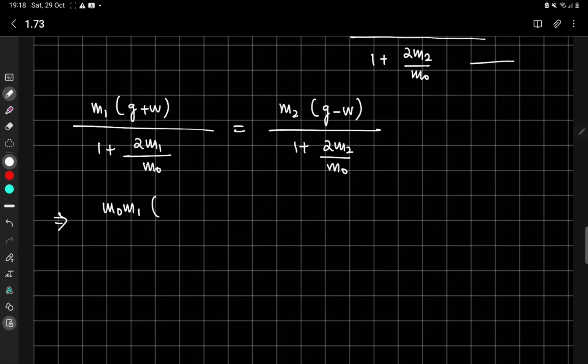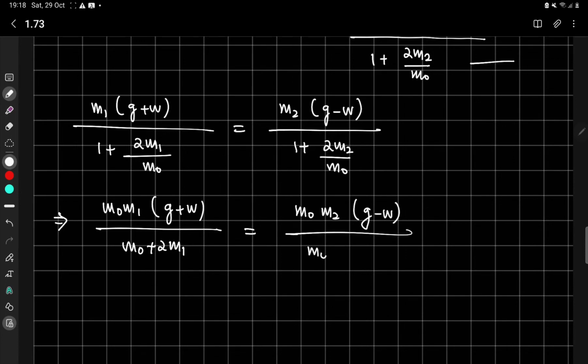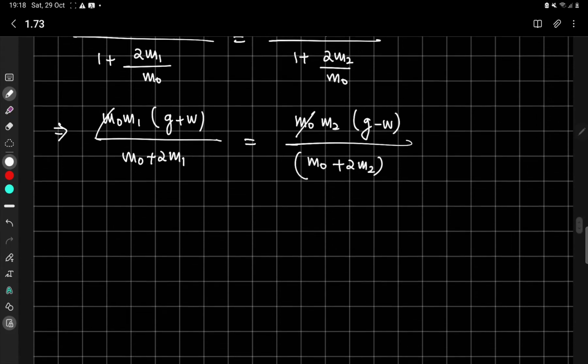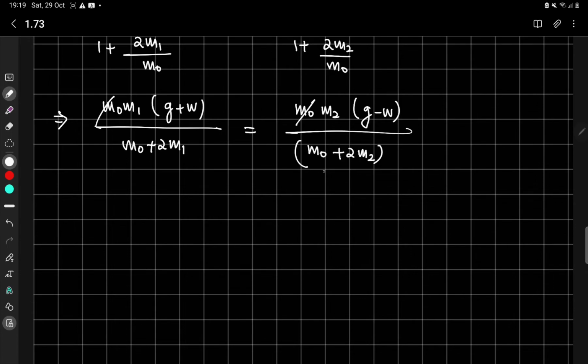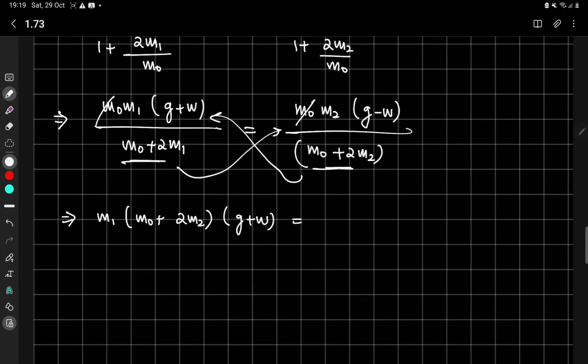M naught times m1 into (g plus w) divided by m naught plus 2 m1 is equal to m naught into m2 times (g minus w) divided by m naught plus 2 m2. Okay, so this m naught will get cancelled. If we take this m naught plus 2 m2 to this side and m naught plus 2 m1 to this side, then we will get m1 times (m naught plus 2 m2) times (g plus w) is equal to m2 times (m naught plus 2 m1) times (g minus w).